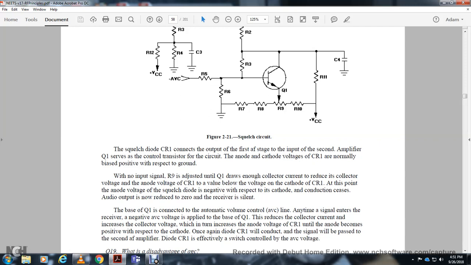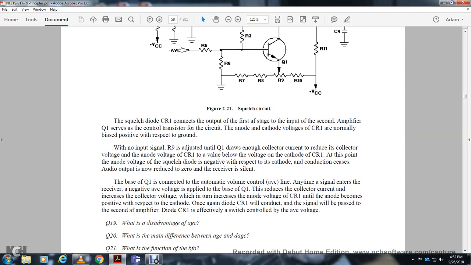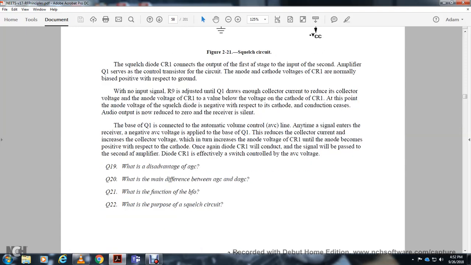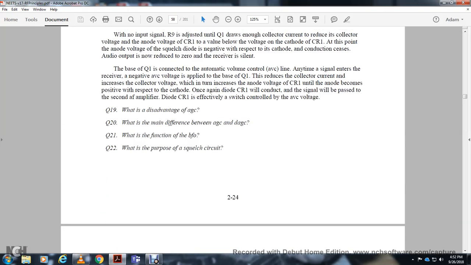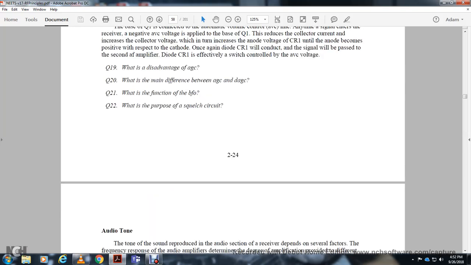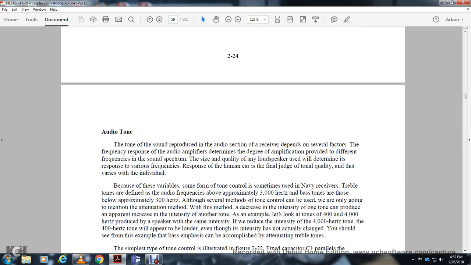The base of transistor 1 is connected to the automatic volume control line. Any time a signal enters the receiver, the negative automatic voltage control voltage applied to the base of transistor 1 reduces the collector current. The decrease in collector current increases the collector voltage, which increases the anode voltage of diode 1 until the anode becomes positive with respect to the cathode. Once this happens, diode 1 will conduct, and the signal will pass to the second audio frequency amplifier. The diode is effectively a switch controlled by the automatic volume control voltage.